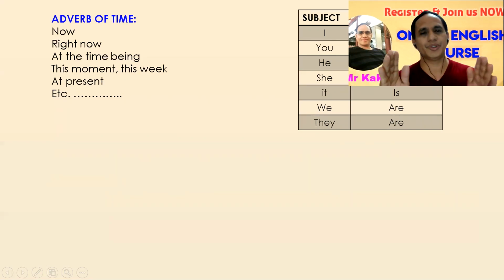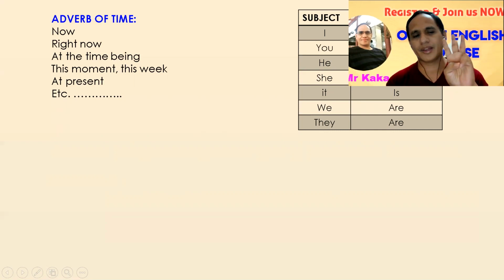Because you have to choose the form of to be, right? We have three forms of to be, right? Okay, we have am, is, and are. Have a look at the subject here.